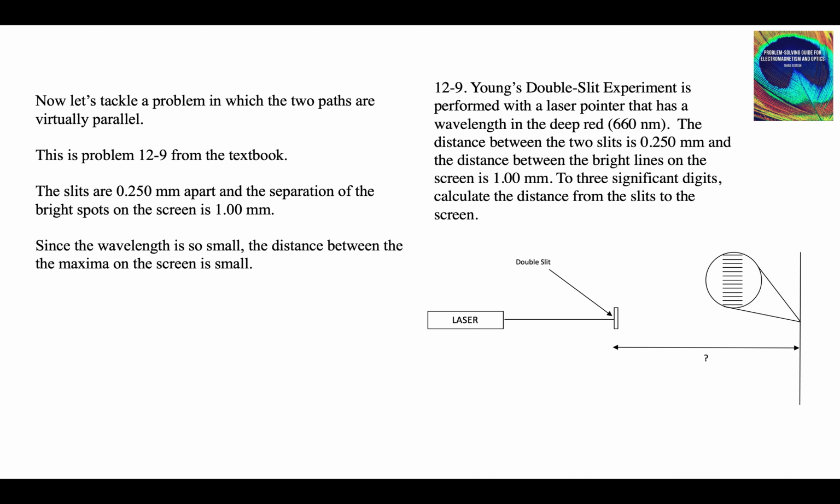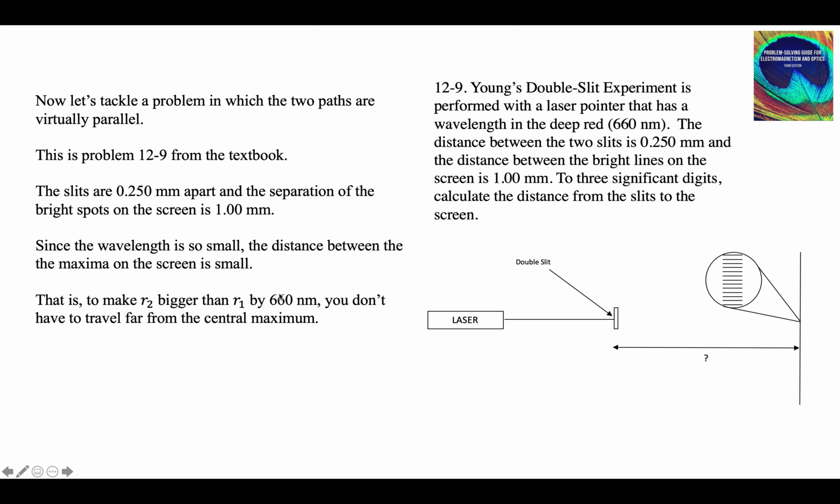Since the wavelength is so small, the distance between the maxima on the screen is small. That is, to make R2 bigger than R1 by 1 wavelength, which is 660 nanometers, 660 times 10 to the minus 9th meters, you don't have to go too far from the central maximum. To stretch R2 so it's 1 wavelength longer than R1, you don't have to go up so far on the screen because the wavelength is so small.